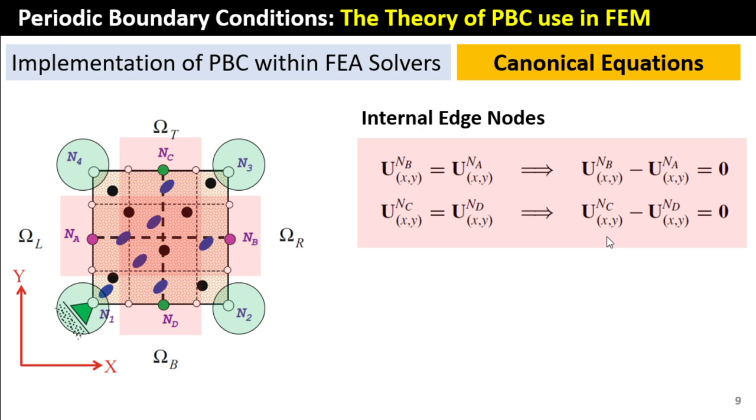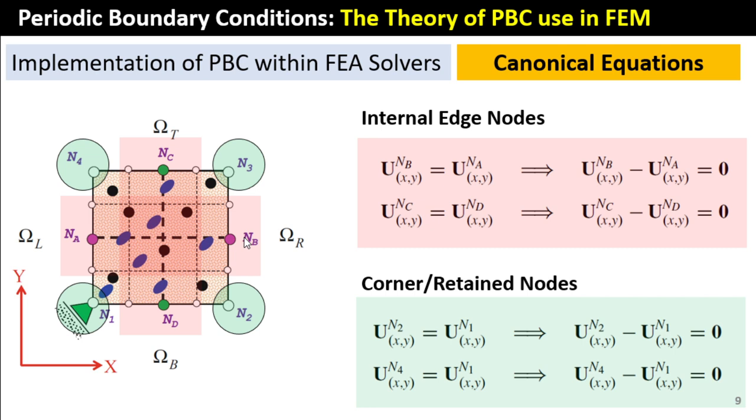So what about the corner nodes, what we call the corner, or what some publications describe as retained nodes? The same principle will apply. The displacement of node 2 must be equal to the displacement of node 1. The displacement of node 3 equal to the displacement of node 4. Then we can rearrange it into a canonical equation to have it in this form. If we implement this across the domain, then everything is fine. We have now told the FEM solution framework that this system has to have this periodicity of displacement, which is required for periodic boundary condition.